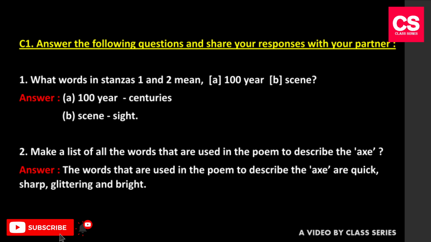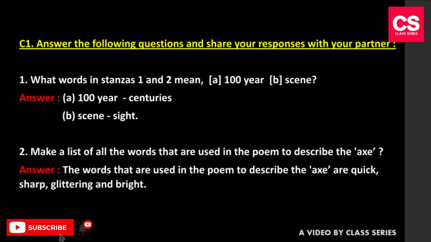The Axe in the Wood. So let's move on to our first main, that is C1. Answer the following questions and share your responses. Our first question is, what do the words in stanza 1 and 2 mean? Option A, 100 year. Option B, scene. The answer is: 100 year means centuries. Option 2, scene, means sight.